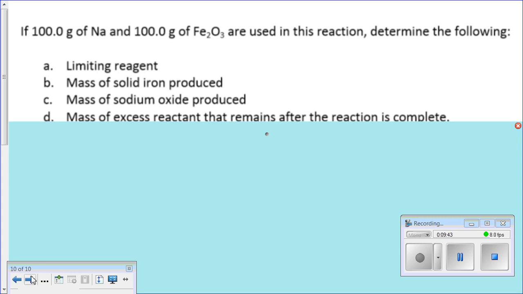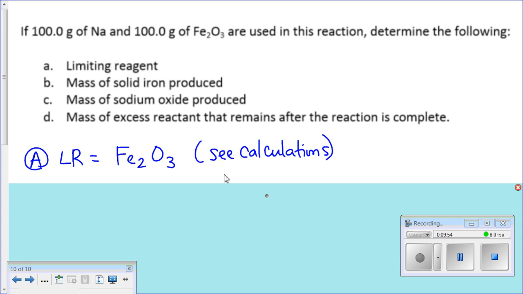Okay, so then I go back to the original question, and there are steps in here. Okay, so first you need to figure out, well, what the limiting reactant is. So we've already done that. We said that the limiting reactant was the iron 3 oxide. And if you need clarification on that again, then stop me, rewind me, and go back.